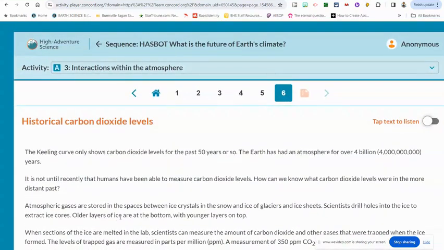I would encourage you to go on the activity and take a look at the questions, making sure that you understand the information from that activity. If you don't have any questions, then you're good to go. If you do have questions, make sure you ask your teacher.